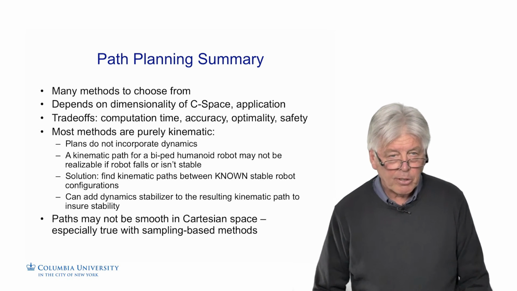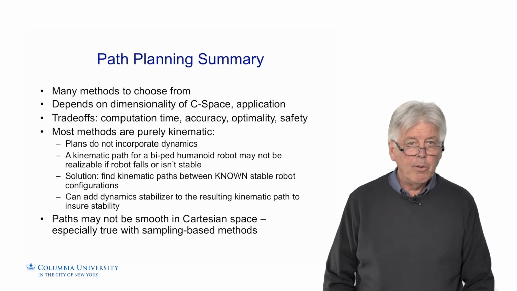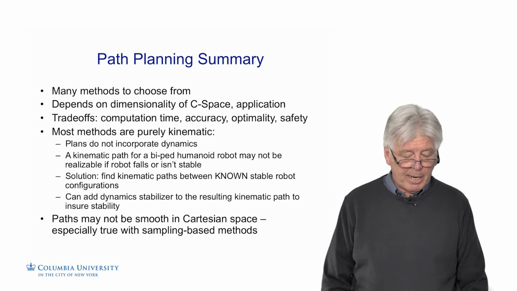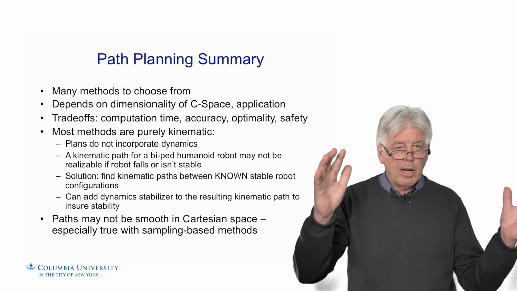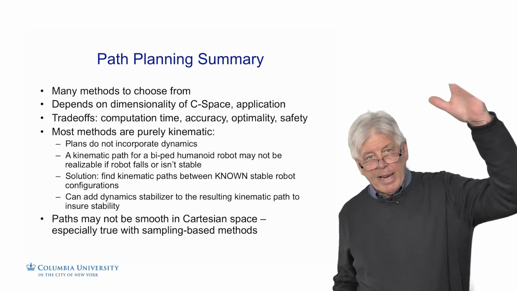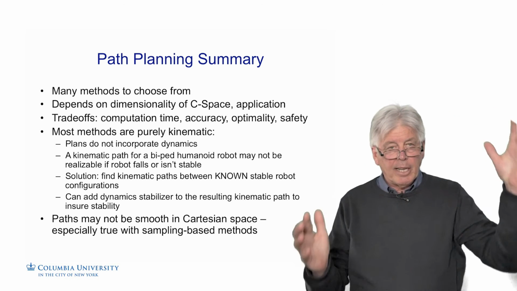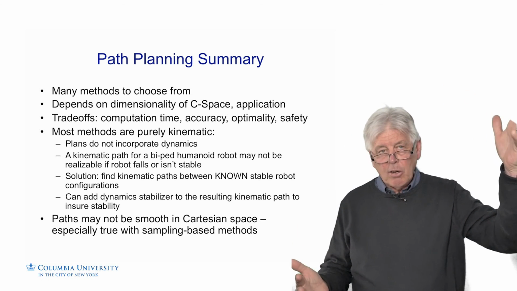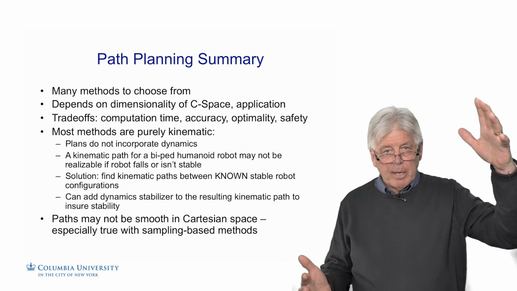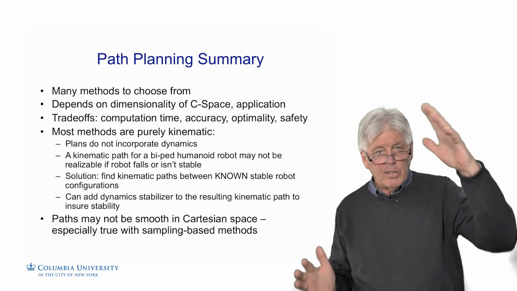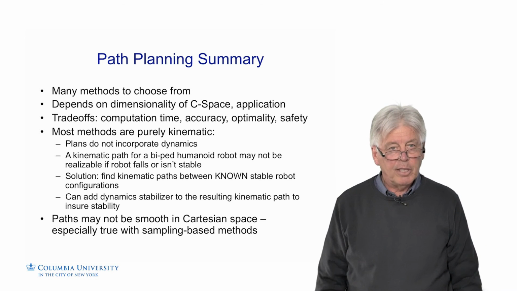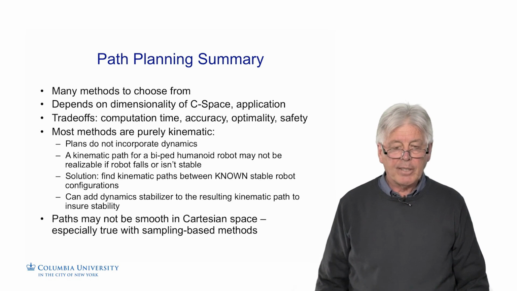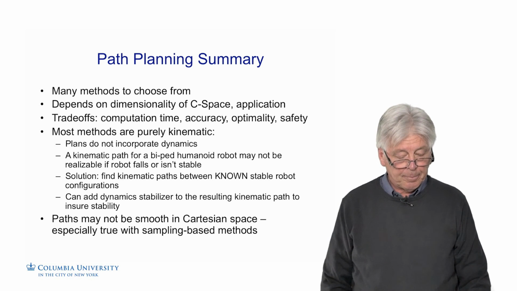And this is very important to remember, particularly with humanoid robots. The paths may not be smooth in Cartesian space, especially true with the sampling-based methods. So for example, if I'm a robot and I want to move from this configuration to that configuration, okay, it seems like this would be a nice smooth way to do it. But if I use like an RRT or some other sampling-based planner, if I go from this configuration to this, I may do all this and then get to this. So we have a lot of extraneous motion that we sometimes have to get rid of. So these are things to consider when you do path planning, for robots particularly.